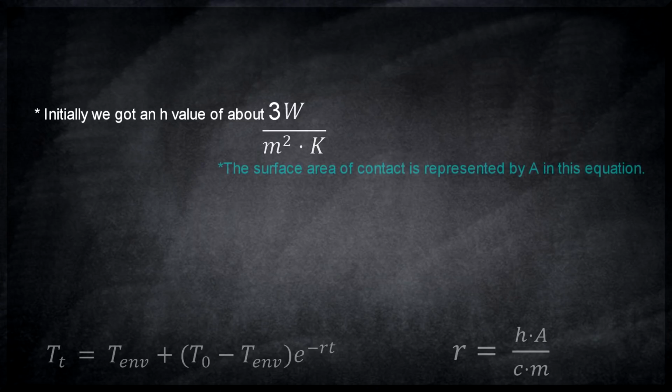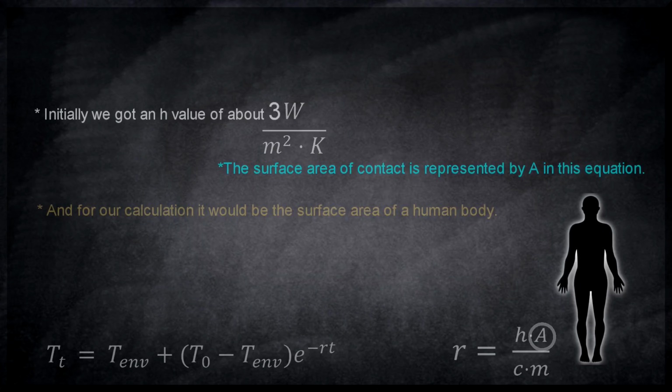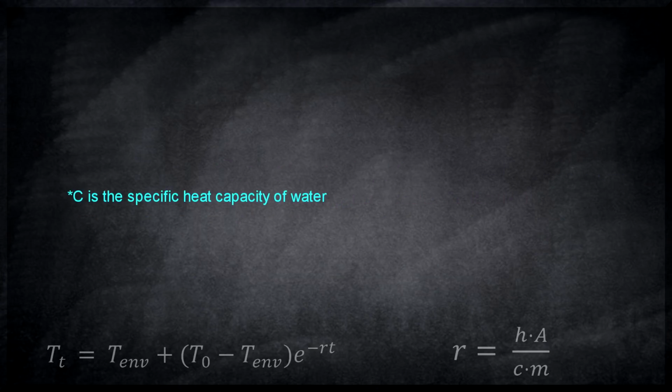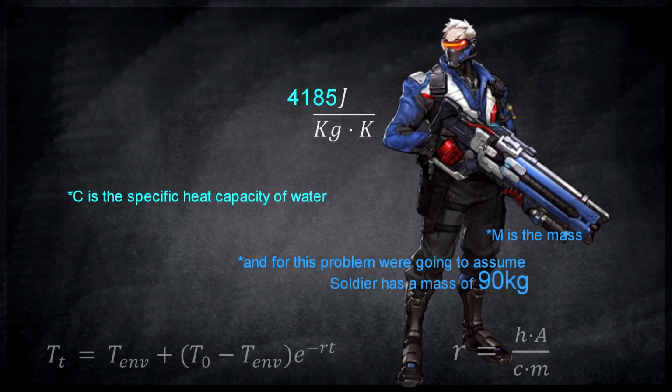The surface area of contact is represented by A in this equation, and for our calculation, it would be the surface area of a human body. Google tells me that people have about 2 square meters of skin. C is the specific heat capacity of water, so 4,185 joules per kilogram Kelvin. M is the mass, and for this problem, we're going to assume the soldier has a mass of 90 kilograms.